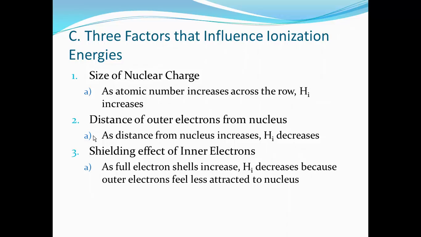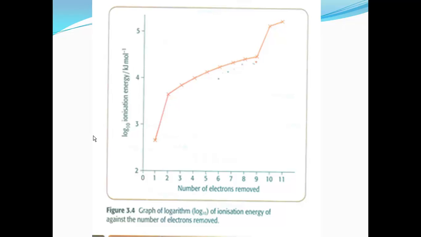And the shielding effect of the inner electrons. As the number of full electron shells increases, the ionization energy decreases because outer electrons feel less attracted to the nucleus. So it's kind of the same as distance of outer shell, but you have a full electron shell between the nucleus and the outer electrons.